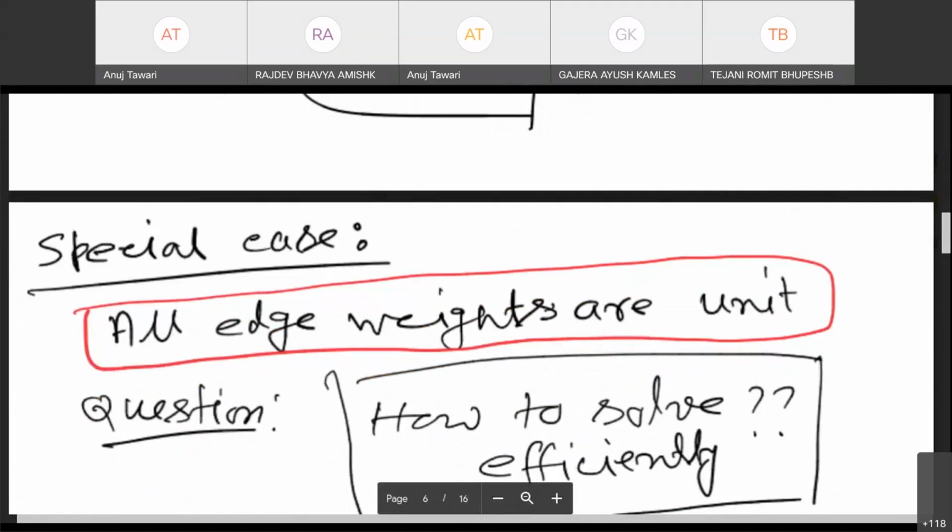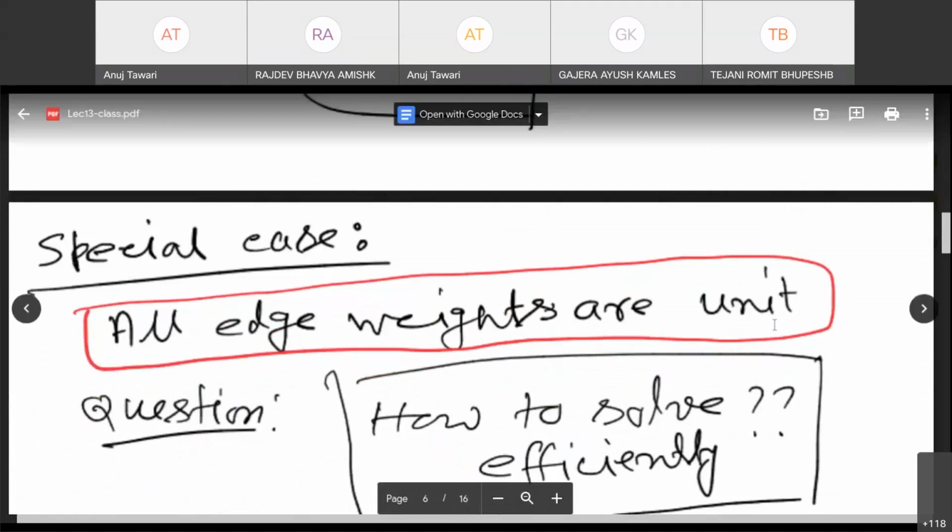Now we want to focus on a special case, which is that all edge weights are equal. That means all the edges have weight 1, and you want to find the shortest path from S to T. So how will you solve this? Any idea?